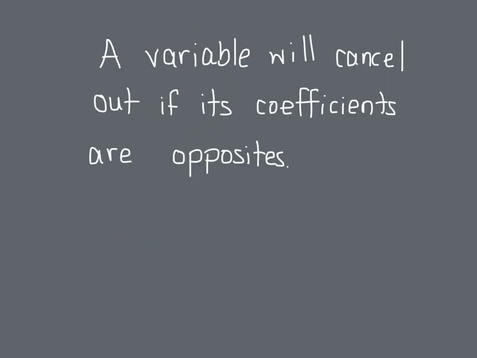Elimination will work, meaning a variable will cancel out, if its coefficients are opposites. Remember, the coefficients are the numbers in front of the variable. So if I have one equation with 2x, the other equation will need to have a -2x in order for me to be able to cancel out.